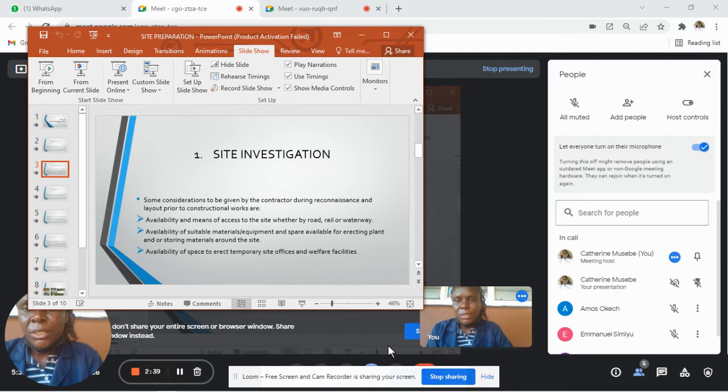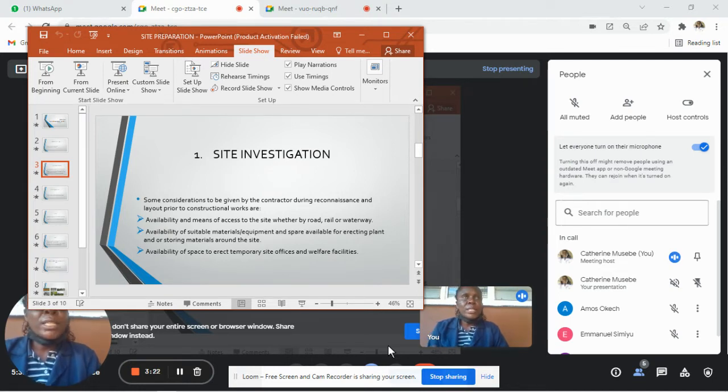Availability of suitable materials, equipment, and spare available for erecting plant and or storing material around the site. So you have to look at the availability of the materials that you will be able to use during the construction, the equipment, and the spare for erecting plant for storing materials. So you have to investigate to see those spare materials to be able to erect the storing facilities for the materials and equipment. Then availability of space to erect temporary site offices and welfare facilities.